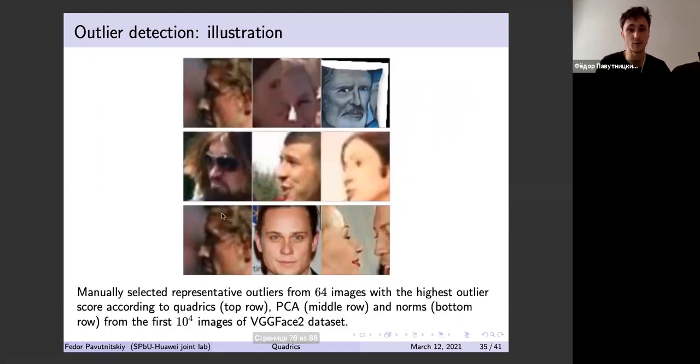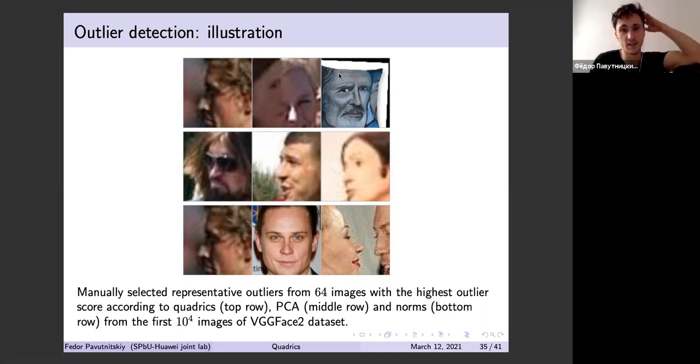And yeah, let's look at this picture. These are just examples of outliers that were detected by various detectors. These are outliers that were detected by quadrics. These were detected by PCA. These were detected by norms. And it's funny that these are just 3 images from the 64 images with the highest algebraic score. So for each detector, we took the 64 images with the biggest score and took 3 of them, just manually selecting the more representative ones.